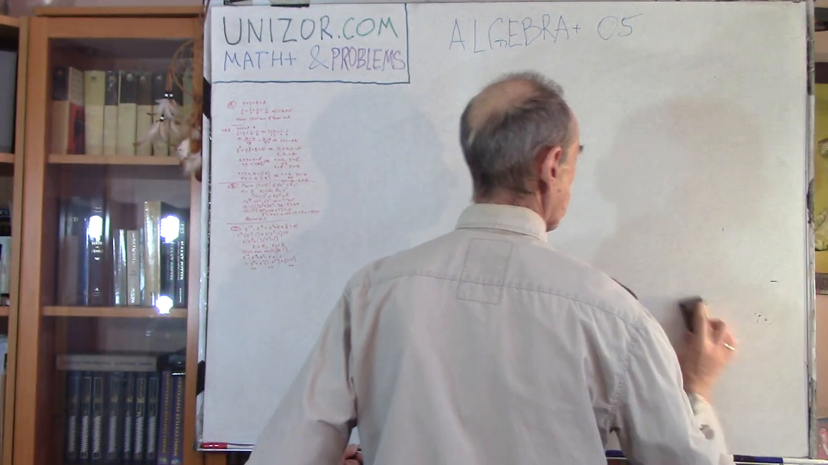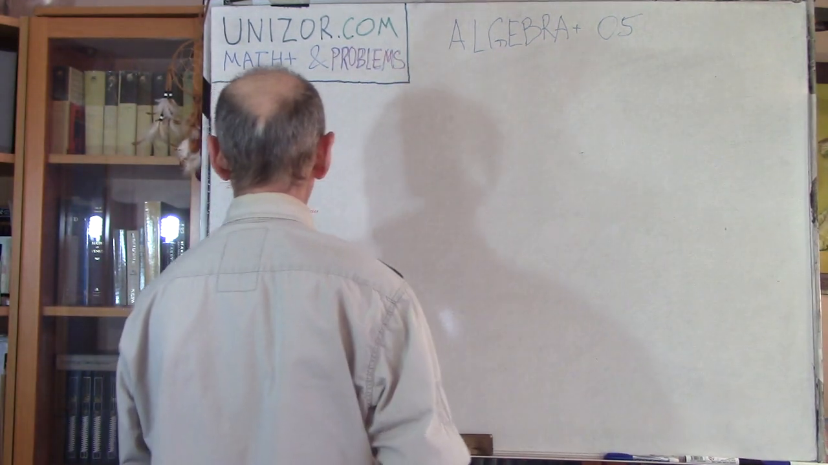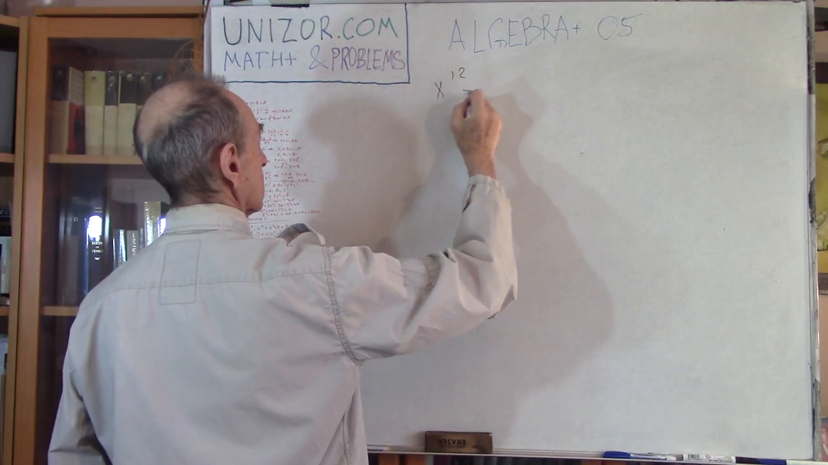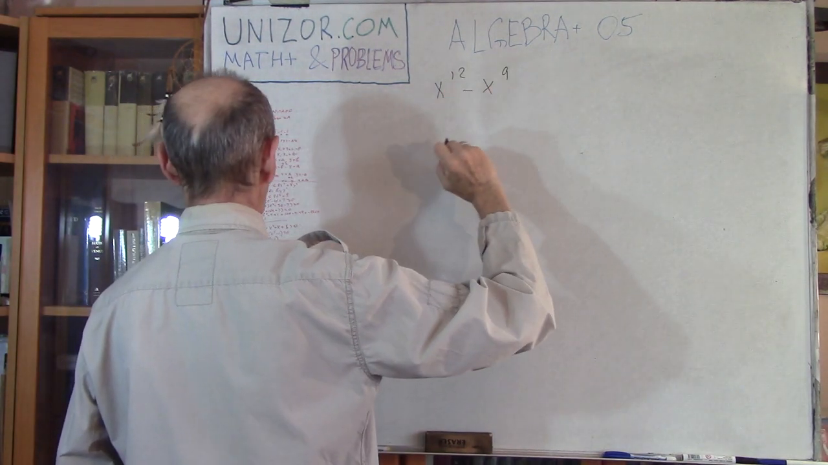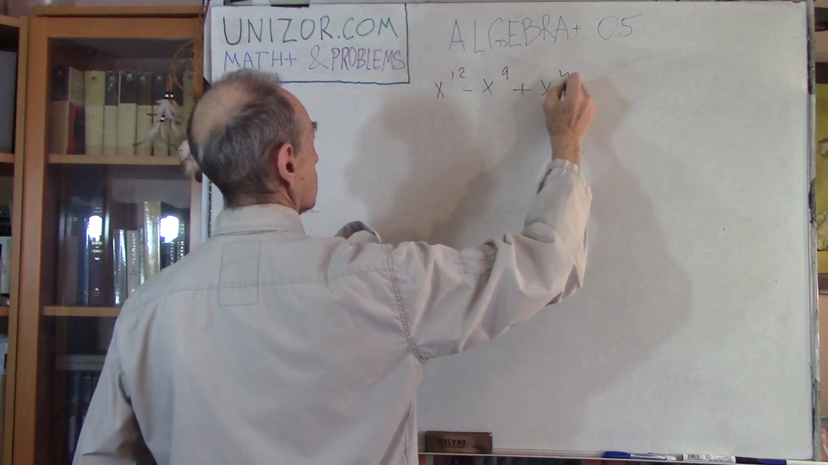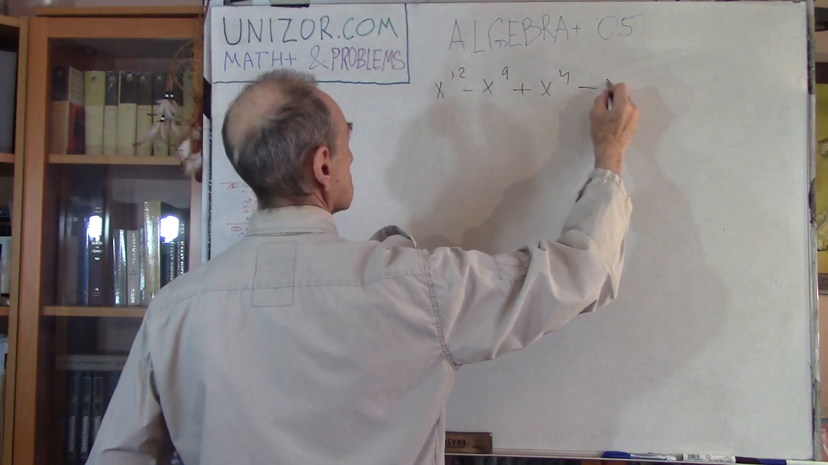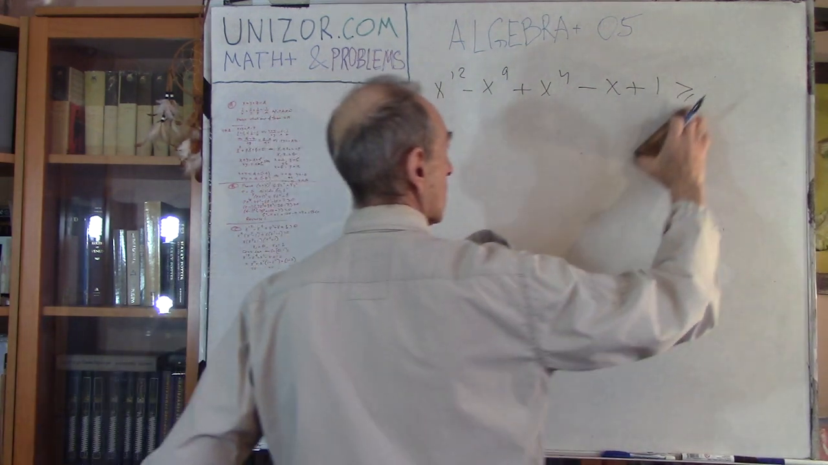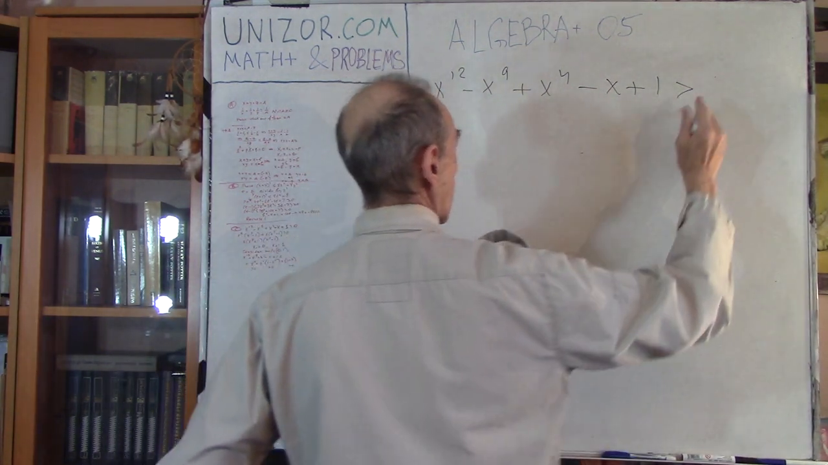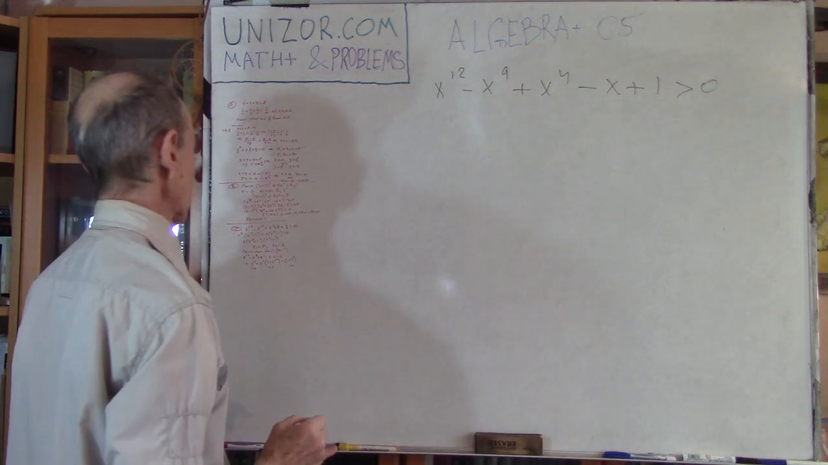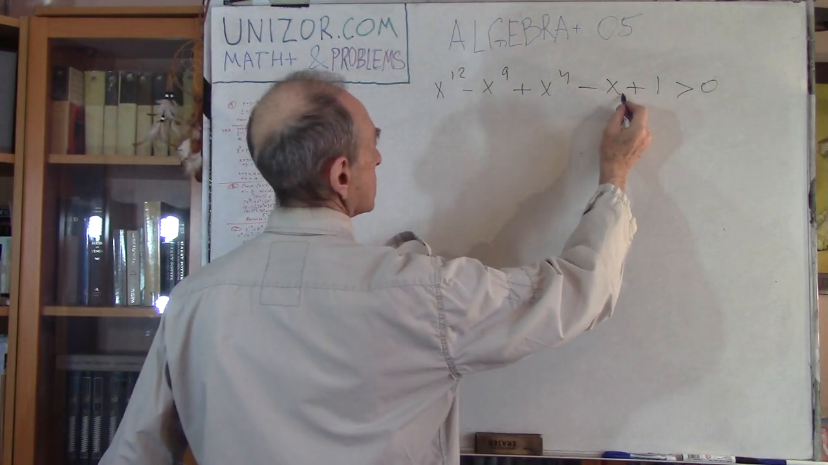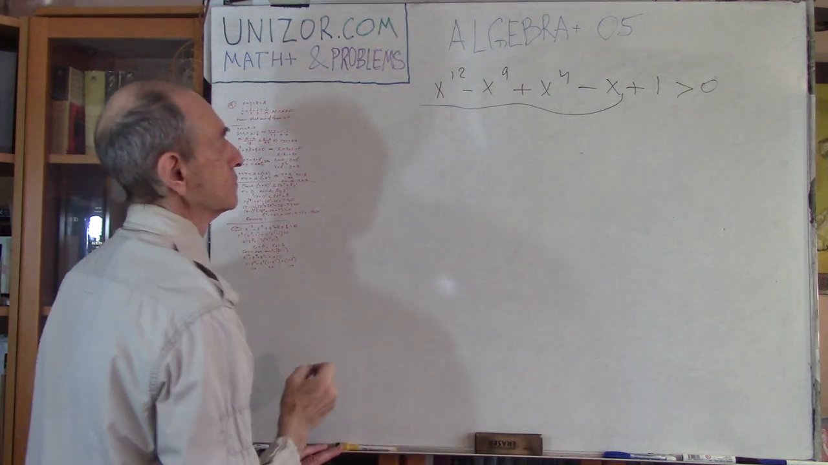Also, prove the inequality: x to the 12 minus x to the 9 plus x to the 4 minus x plus 1 is strictly greater than 0. We have to prove it. Okay, fine. Let's just consider this particular polynomial.